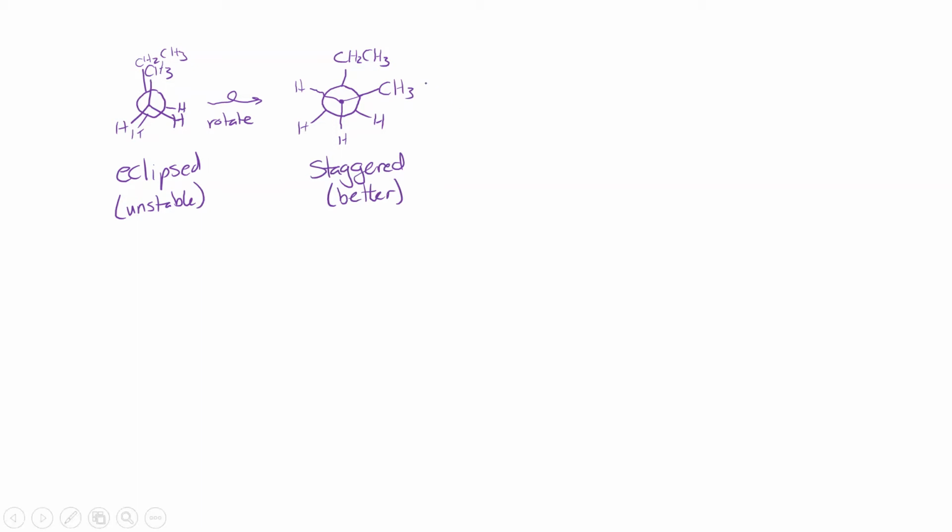But what happens if we keep rotating? We're not going to stop when this methyl group gets to this hydrogen, because that would just be another eclipsed conformation. But let's rotate it 120 degrees so that this methyl group comes all the way down to here. Right? And what we'll get is the methyl group pointed down, hydrogen here, hydrogen here. The back carbon still remains the same. We're not rotating that at all.